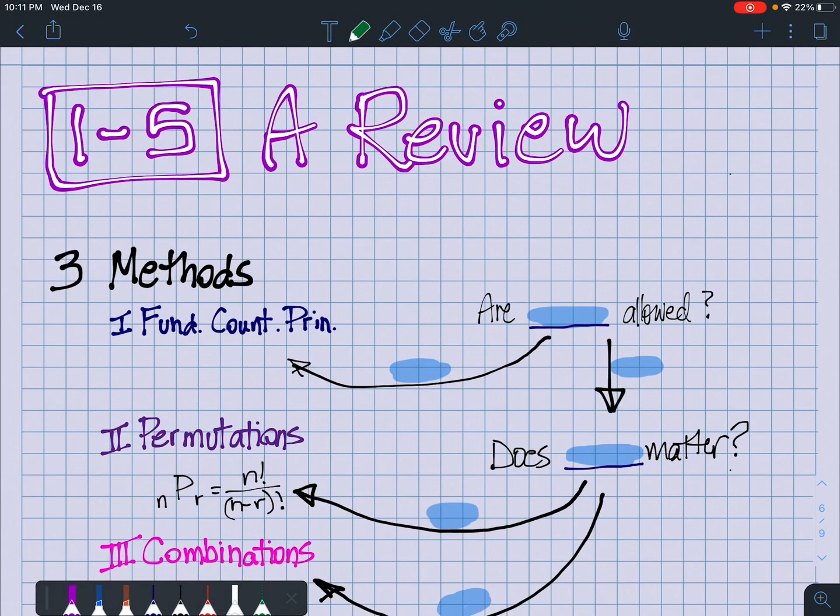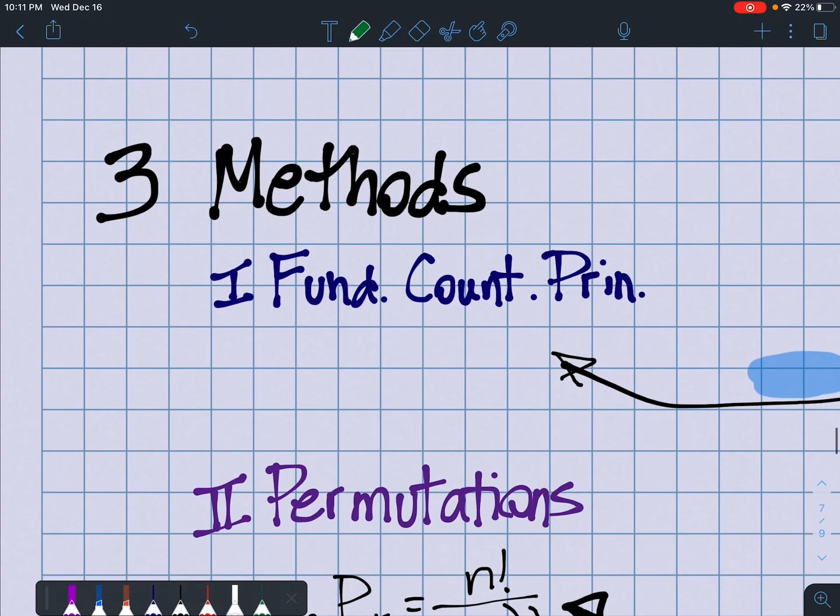Review 1.5 on our three methods that we've talked about this chapter for counting different ways of doing a particular event, right? Finding our sample space, as it were. There are three methods. And the first one, again, is called the fundamental counting principle. We sometimes shorten that up to just FCP, and that means that we take n times m to get our total number of ways.